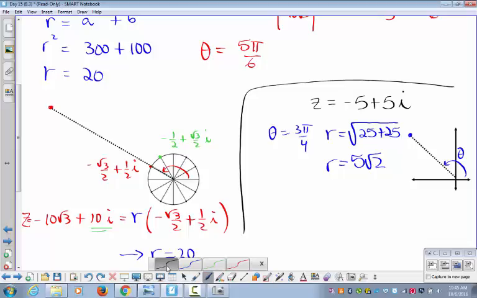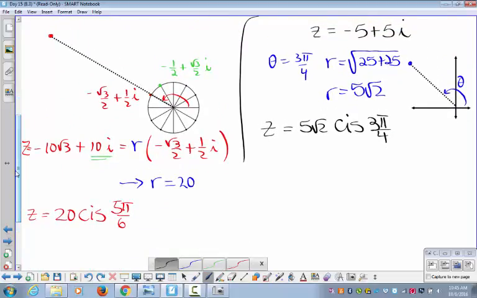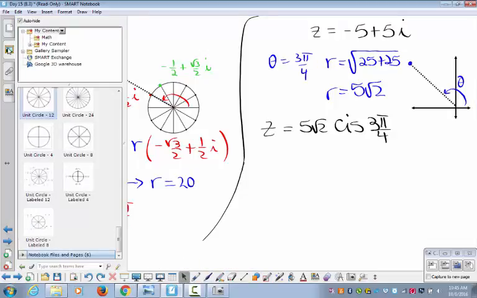So this complex number, we're going to call it z. It's nice to give it a name. z will be 5 root 2 multiplied by, and I'll just write the shorthand this time, CIS of 3 pi over 4. If we were doing it the geometric way, what unit circle do you think we would pick, 8 or 12? We're going to pick an 8.